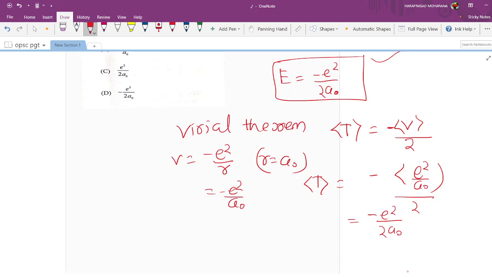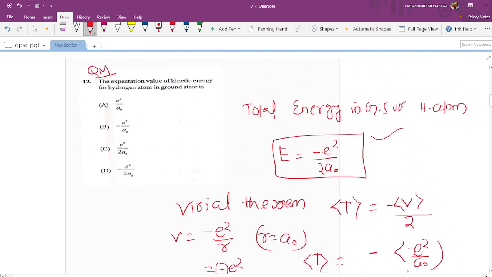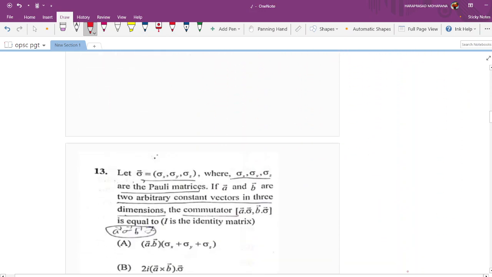Is it clear to you? And one more thing we need to consider: there is one negative sign here, and here is also one negative sign, so it has become plus. So the answer is plus e square upon 2a0. In the options, we have both positive and negative signs, so you have to consider the sign. The correct answer here is option C, e square upon 2a0.